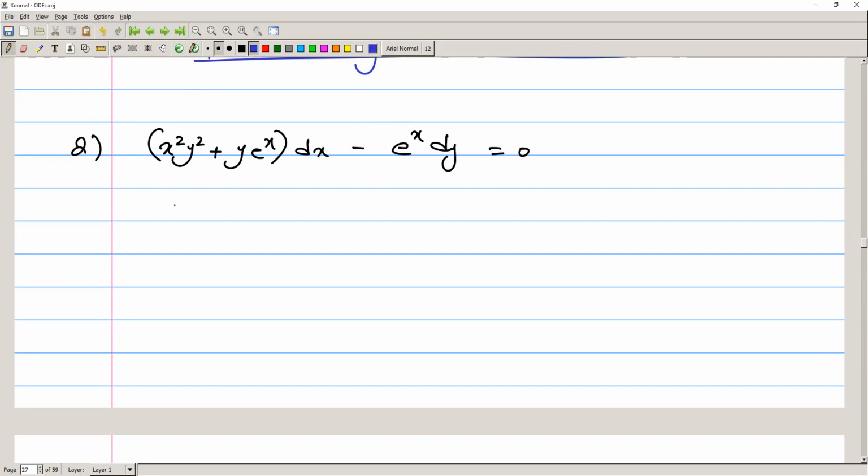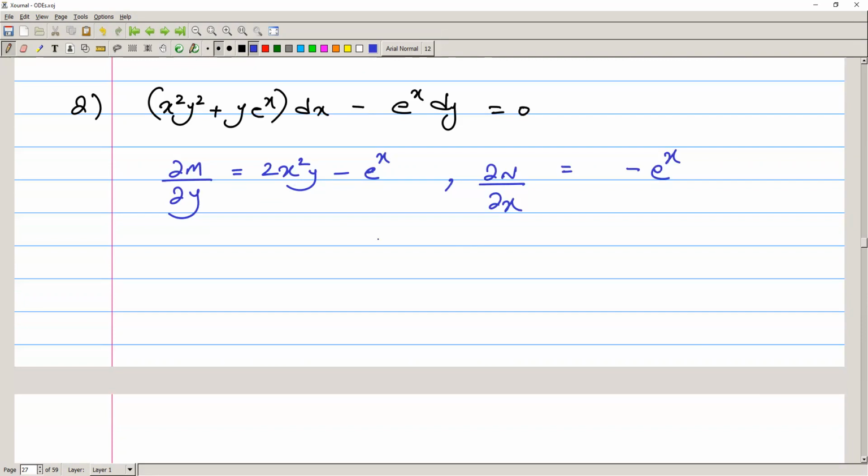Now the first step is again to check whether the partials are equal or not. So partial m with respect to y will be 2x squared y minus e to the power x, and then partial n with respect to x will be negative e to the power x, right? So these are not equal.